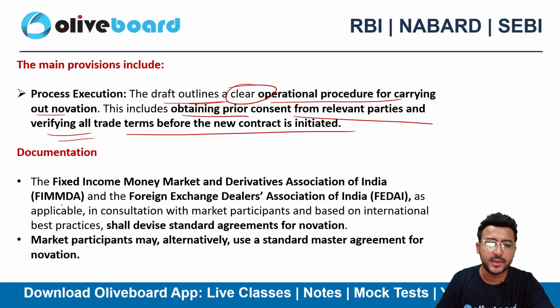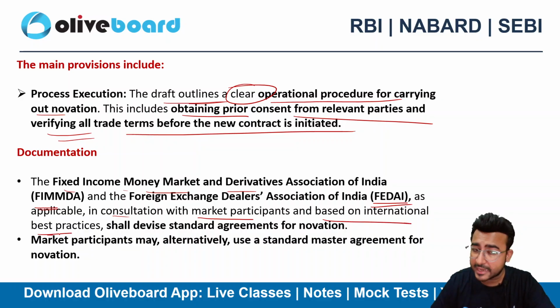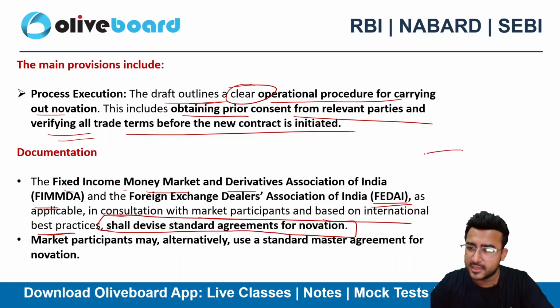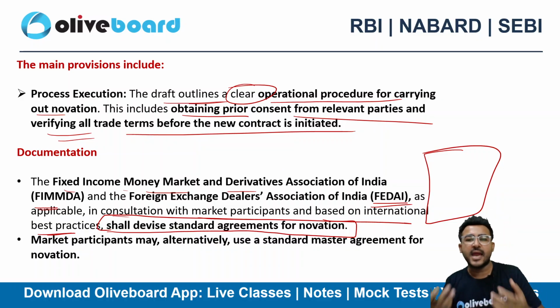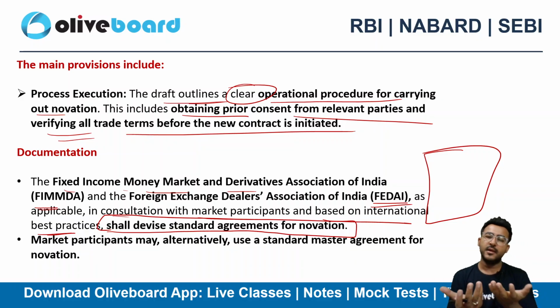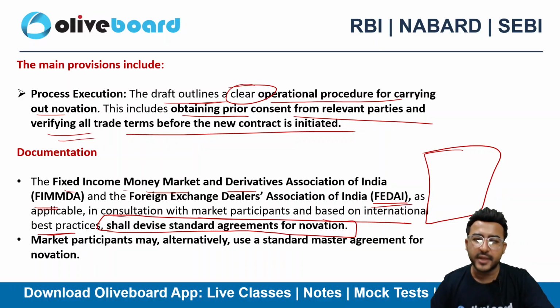If you talk about the documentation, then FIMDA, Fixed Income Money Market and Derivative Association of India, and the FEDAI, Foreign Exchange Dealer Association of India. Now the FIMDA and the FEDAI, as applicable in consultation with the market participants and based on the international best practices, shall devise a standard agreement for novation. These two bodies will tell you what your standard agreement for novation should look like. What should be the format of your novation contract?